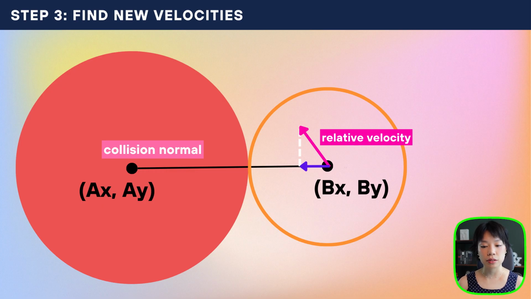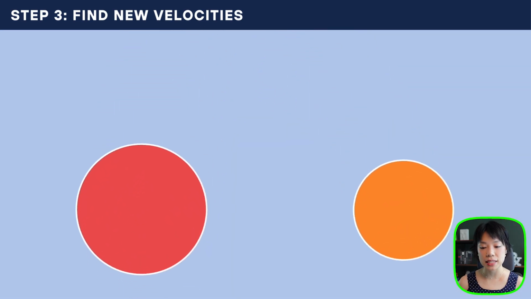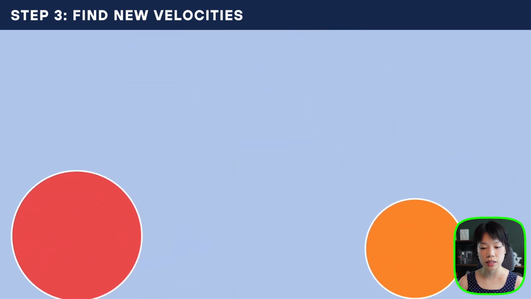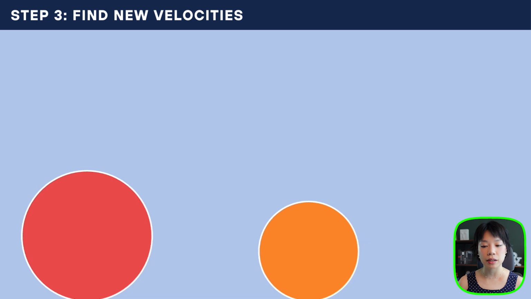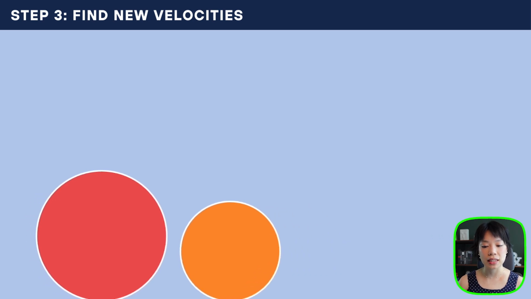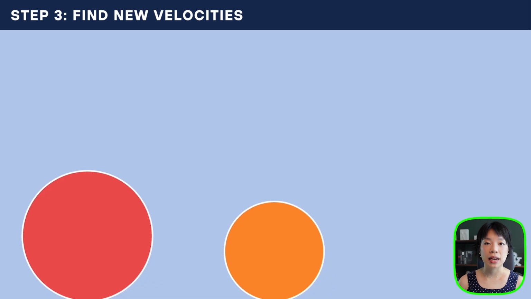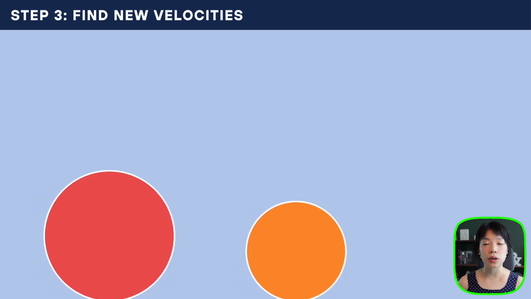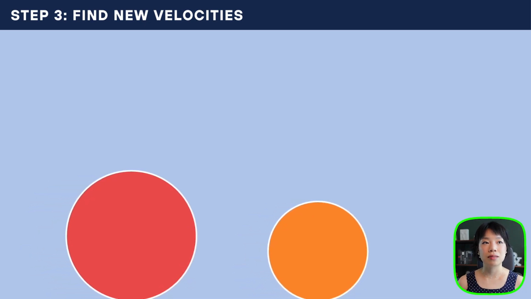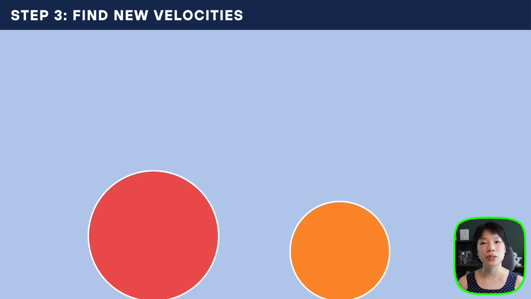The dot product tells us how much of the relative velocity is moving along that line, and once we do the calculation, if the sign is negative, it means that the relative velocity is pointing in the opposite direction as the collision normal. And this basically means that the 2 balls are moving towards each other. And if the sign is positive or 0, then they're not approaching each other, and so we do nothing.